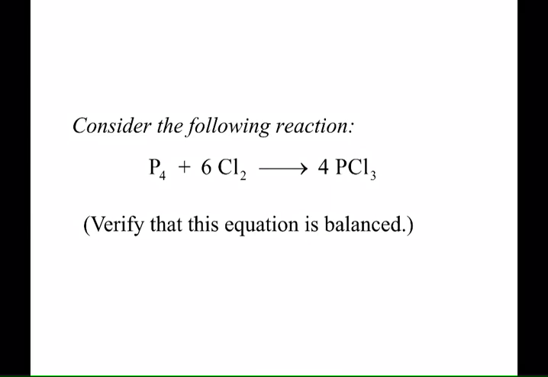How about one more example? So we're going to use this where we have P4 reacting with Cl2 to form PCl3. With regard to relative amounts, we have 1 mole of P4 reacting with 6 moles of Cl2 to form 4 moles of PCl3. So we can make sure that this is balanced. We've done this previously, where we need to make sure our P's are equal to our Cl's on both sides.